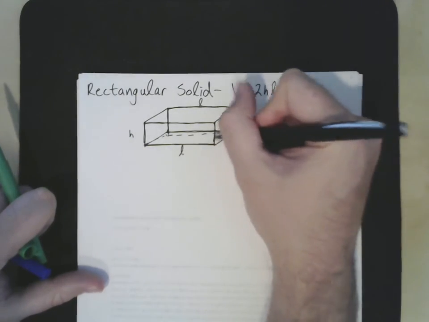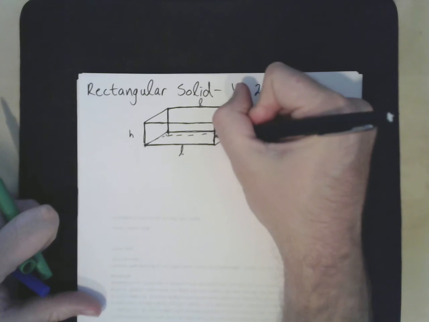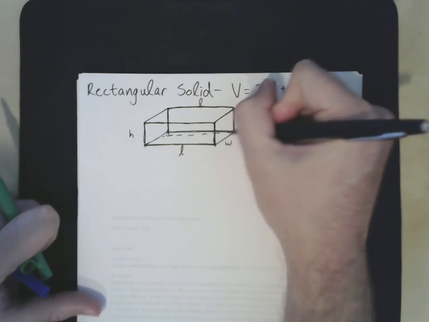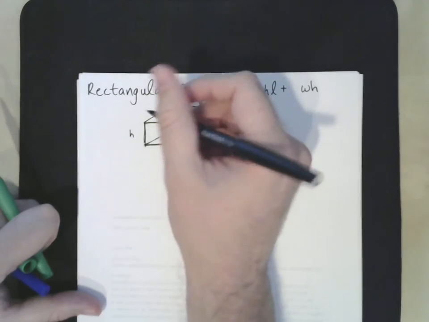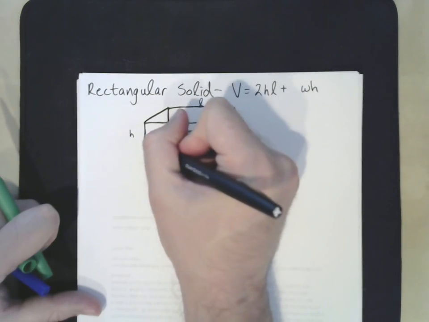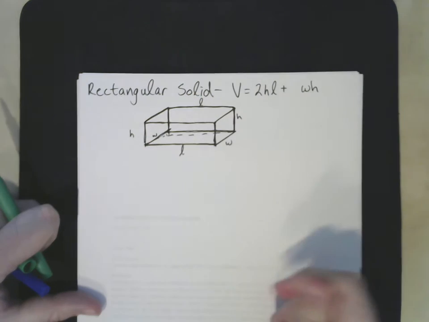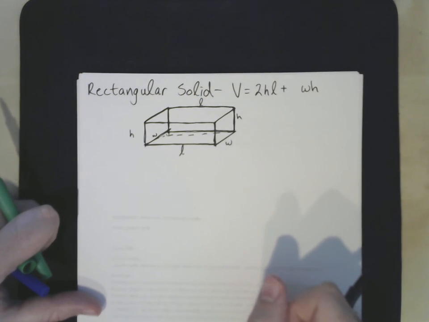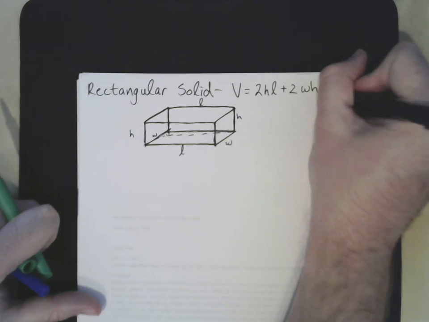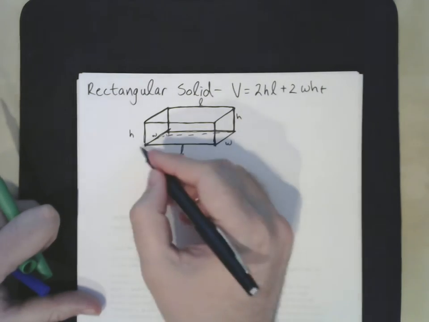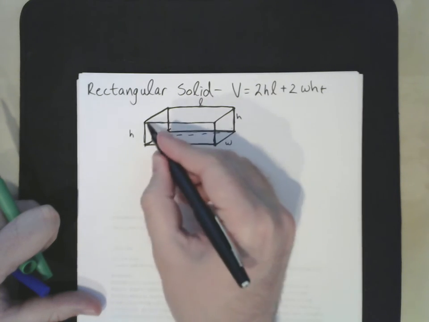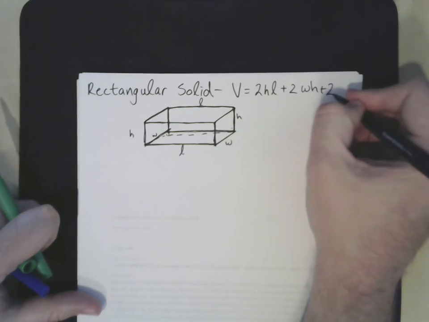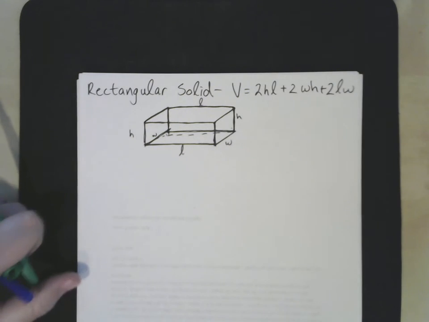Then we have height times width, or width times height on the side here. But we don't just have one of those, we have two, because we have this one over here, because this is still W down there. So there's two of these, and you've probably guessed where this is going. The last one is length times width, the bottom, and there's both the bottom here and the top here, so there are two length times widths. And that's our formula.